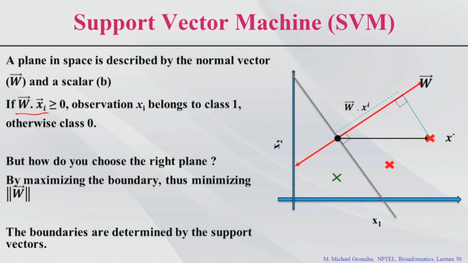Then the problem is how to choose this plane. In this case we have to maximize the boundary, so you can minimize this w vector, so that you can see the right plane, removing the other planes. How to define the boundaries? You can see the support vectors. The support vectors will help to determine and assign these boundaries. In this case you can define this hyperplane.